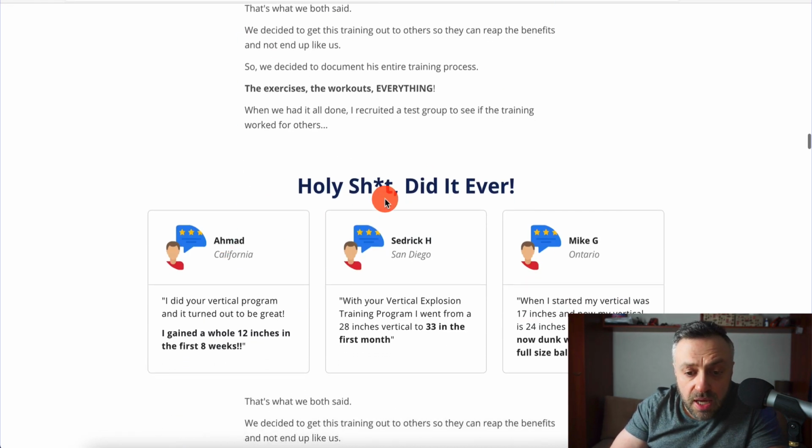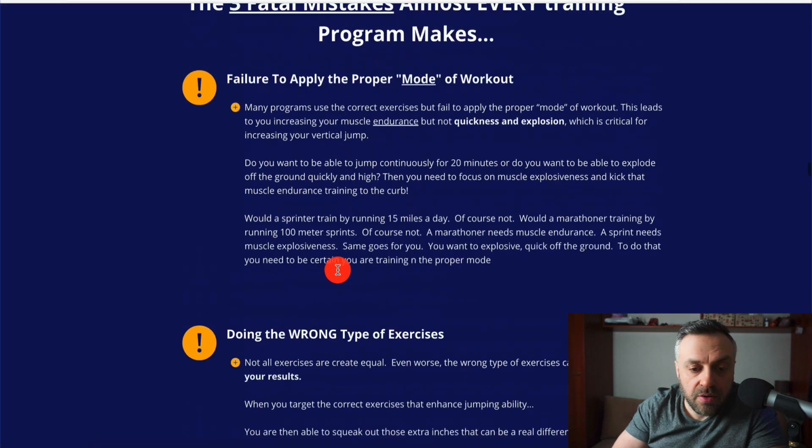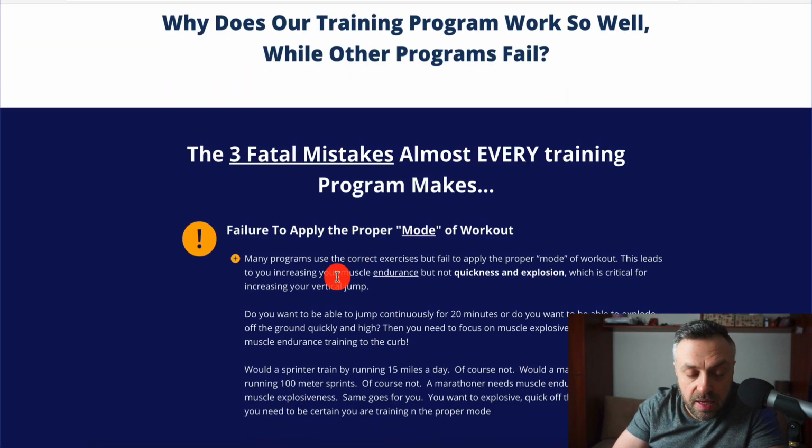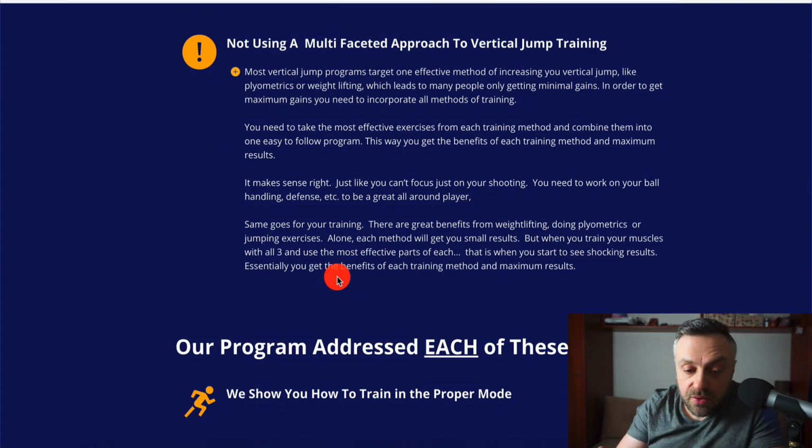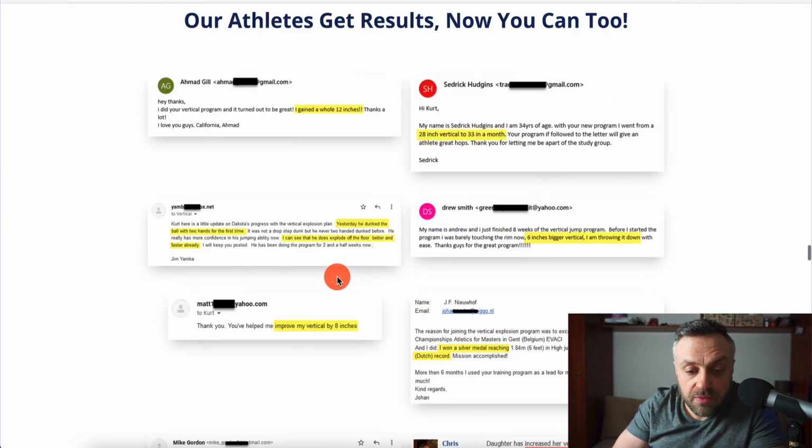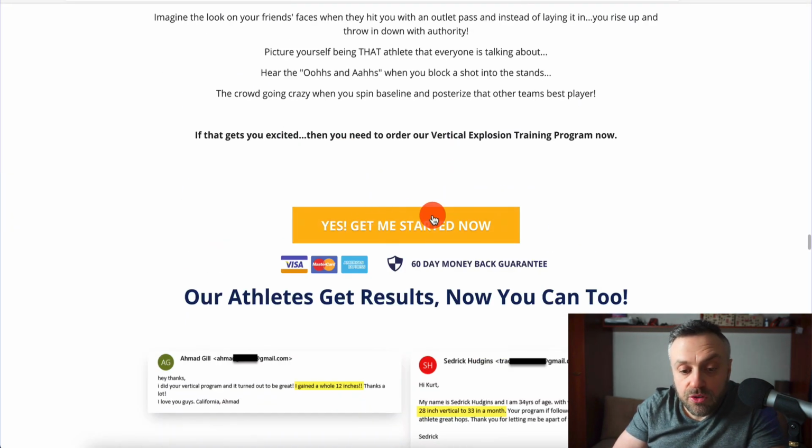So if you scroll down, you have testimonials here. You can scroll down. The 3 fatal mistakes. This is going to save you time. These are little tips. And if you scroll down, we have our first call to action. You're going to click this. It's going to go to ClickBank. This is a ClickBank link.